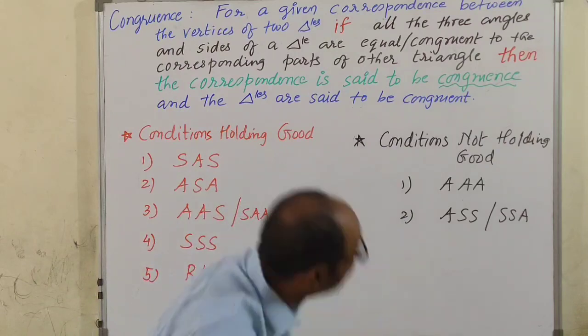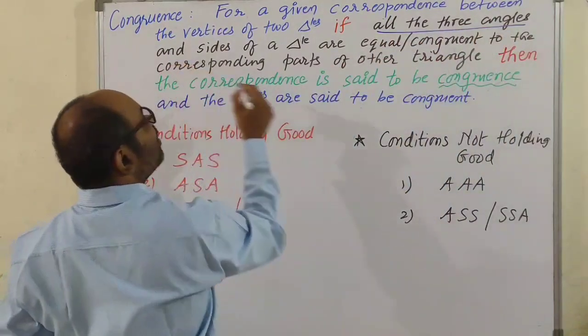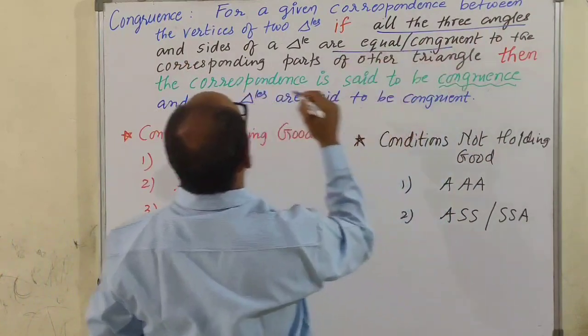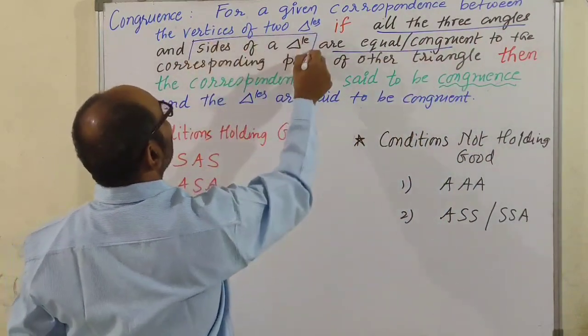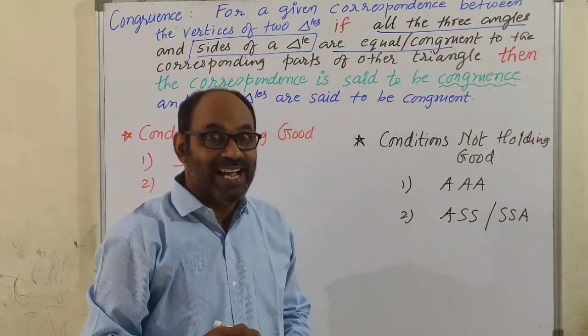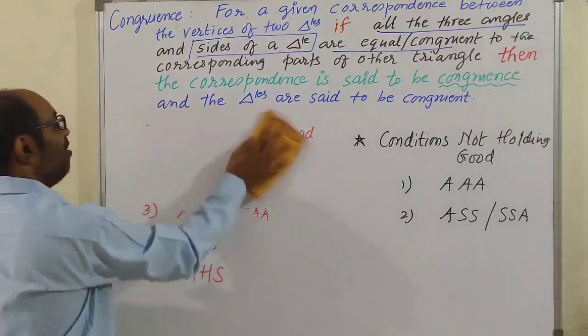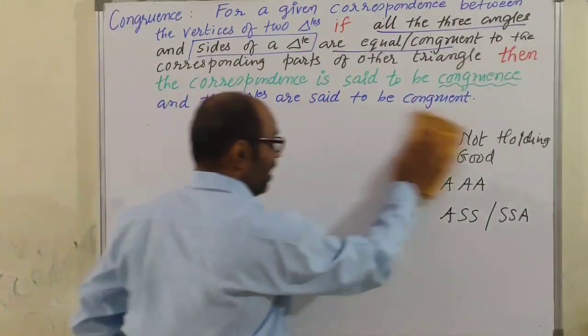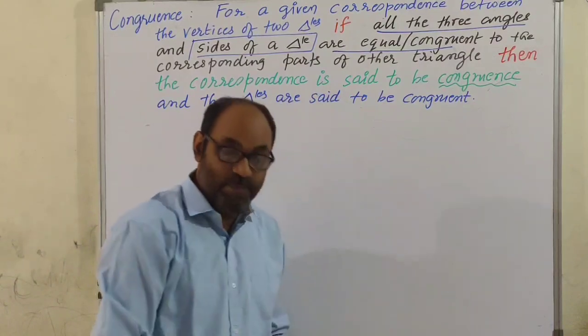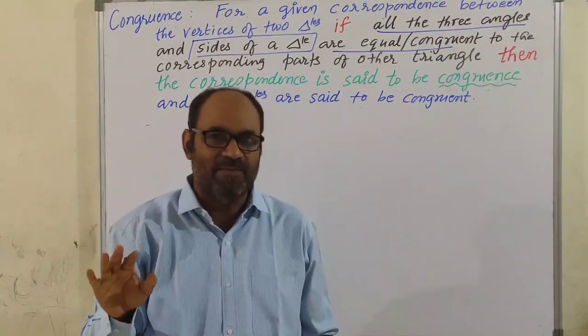So this remains the same. All three angles are equal. But all three sides, they are not equal. Corresponding sides are not equal. Then how are they? Children, the corresponding sides are parallel. The distance between the corresponding sides remains same.